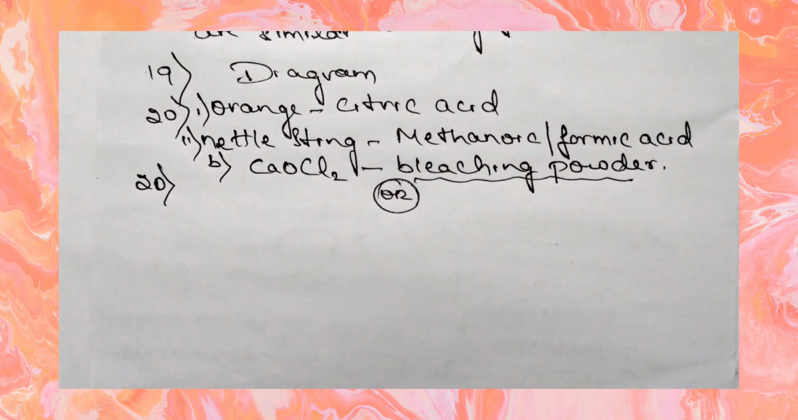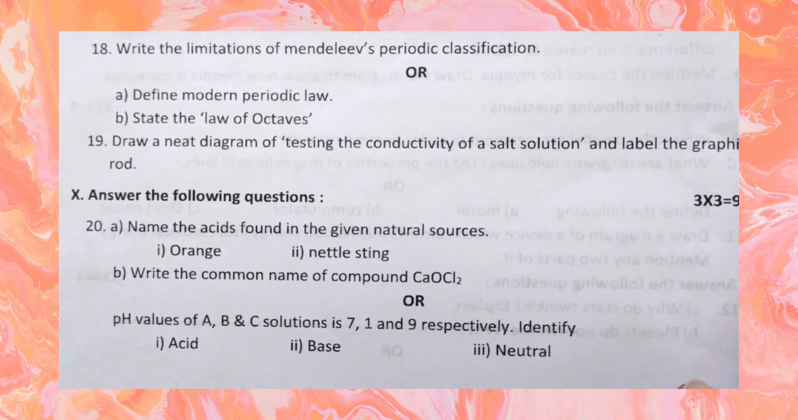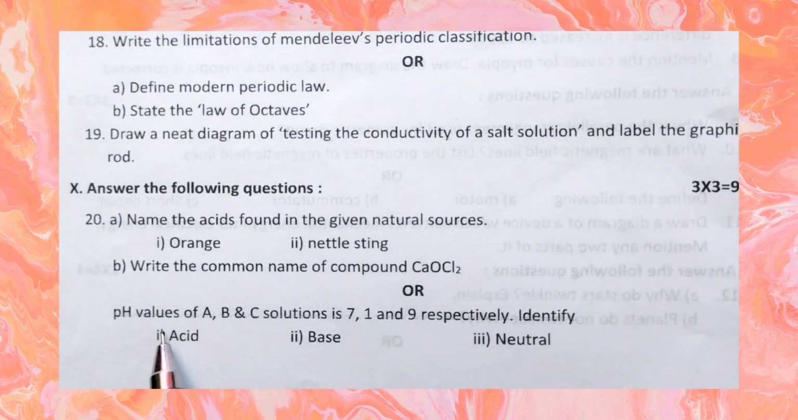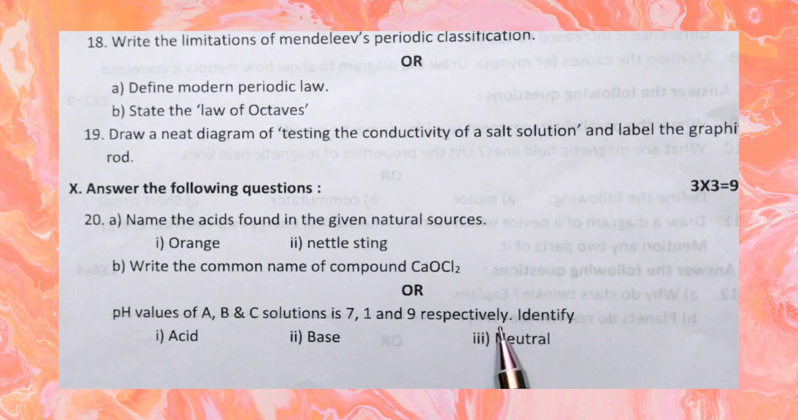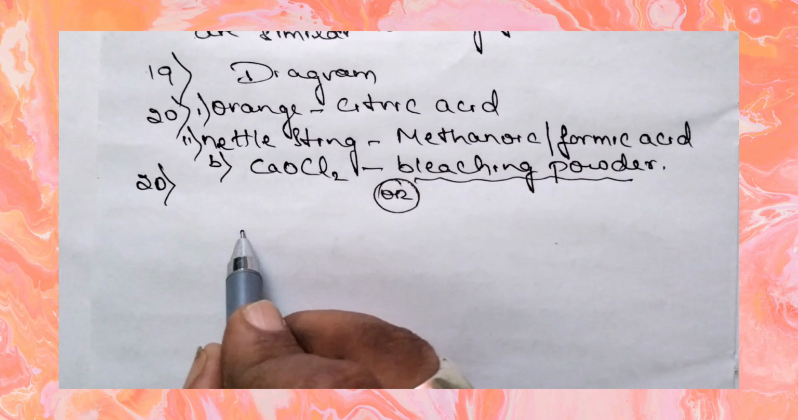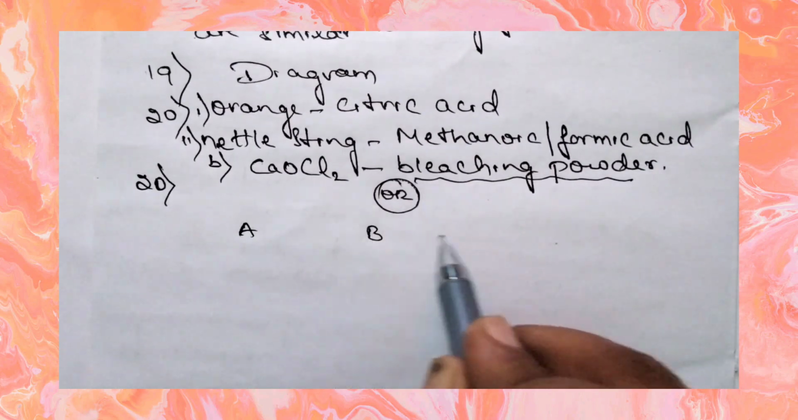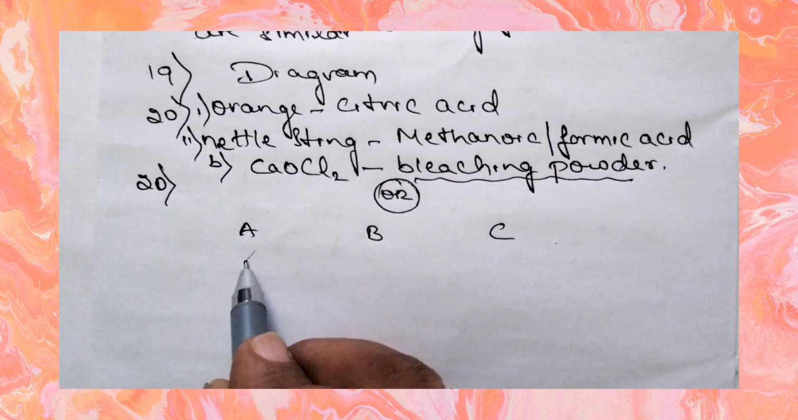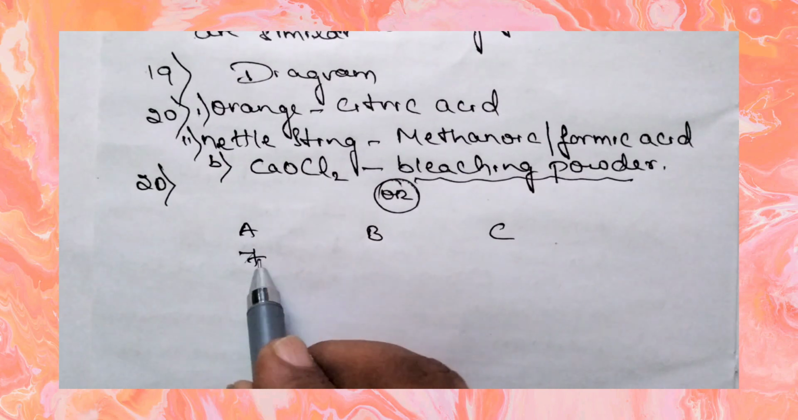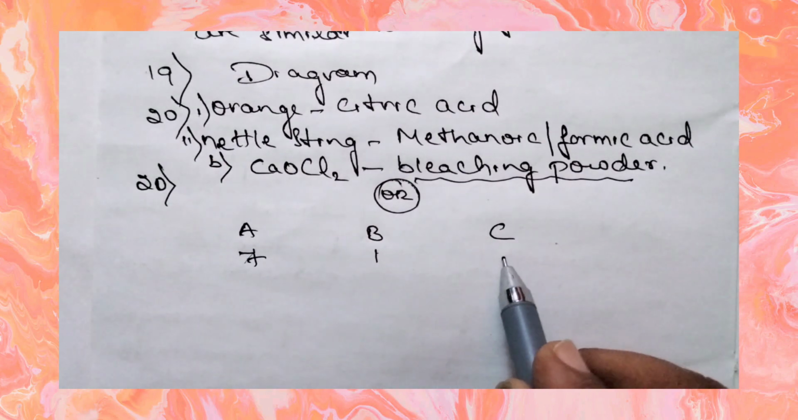Now let us answer that internal choice question. So that internal choice question is as follows. pH values of A, B and C solution is 7, 1 and 9 respectively. Identify which is acid, which is base and which is neutral. So let us answer this question. So the pH of A is given as 7, B is given as 1 and C is given as 9.